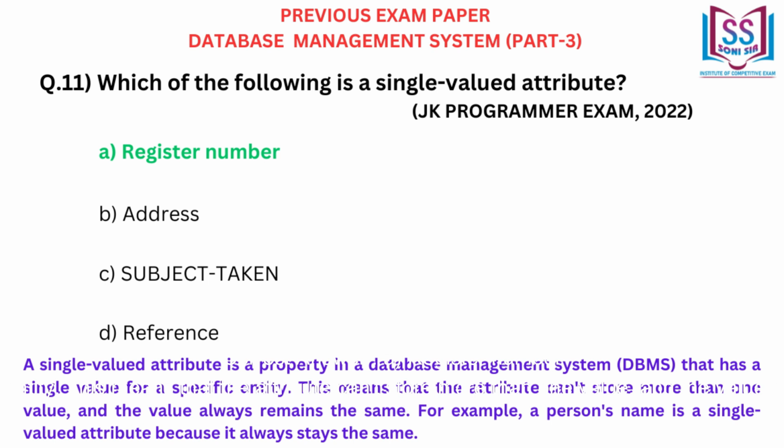A single-valued attribute is a property in a database management system, DBMS, that has a single value for a specific entity. This means that the attribute can't store more than one value, and the value always remains the same. For example, a person's name is a single-valued attribute because it always stays the same.